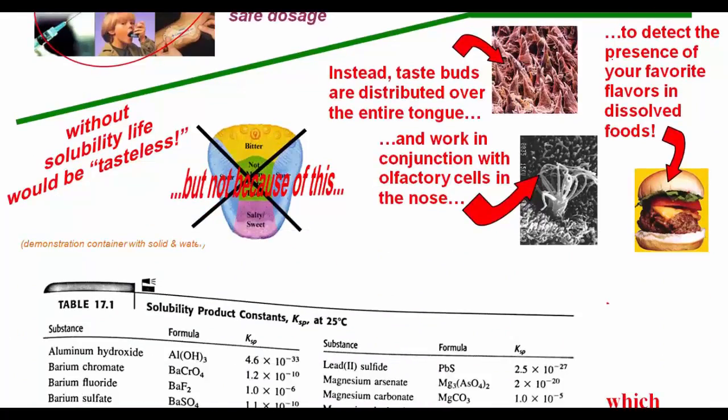It's because these foods are soluble in your mouth that you can taste them. You have taste buds all over your tongue, but it's not just taste buds that do the job of tasting. They work in conjunction with your nose, your olfactory cells. So if you don't like the taste of something, just close your nose. That'll help.